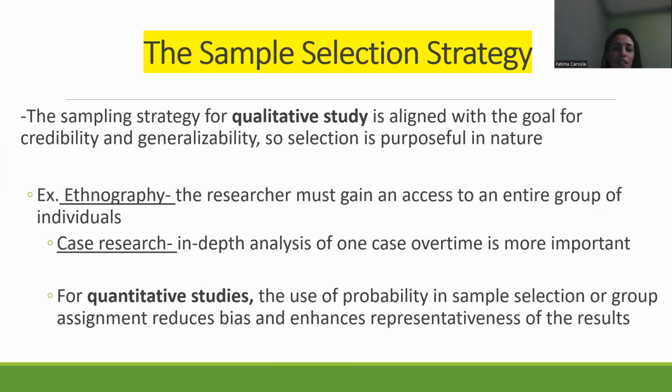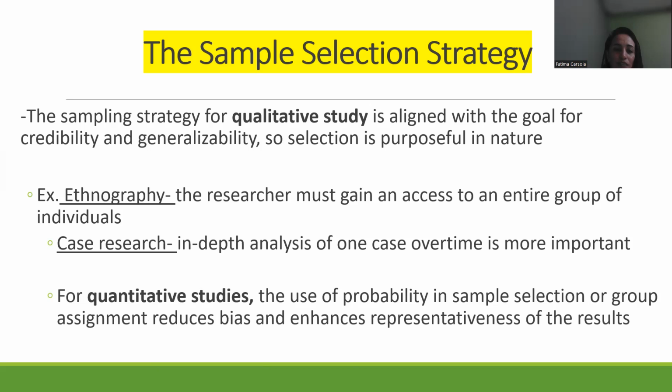The sampling strategy for qualitative research is for credibility and generalizability. That is why in qualitative research, in ethnography, sometimes it is just a group that you are observing, and in case research, sometimes it is an individual, but you have to have that in-depth analysis of one case over time.